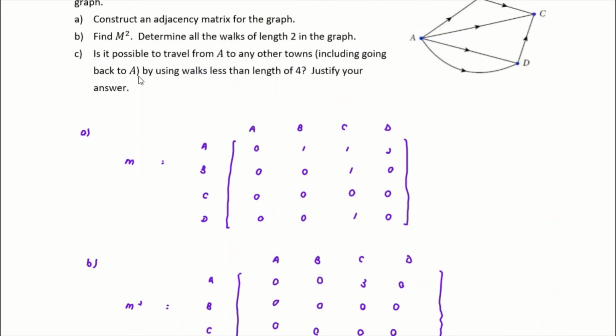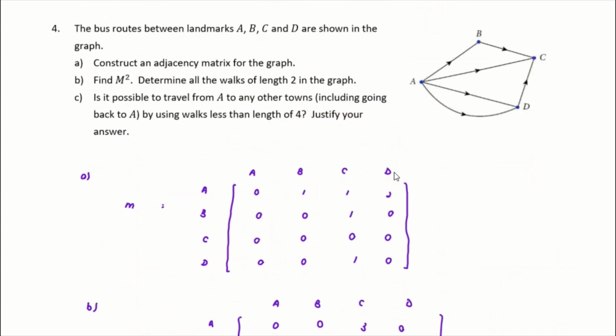All right, so how can you check that? So same thing, we are looking at whether it's possible to travel from A. So we are looking at row A as well. So I'm trying to look at row A, right? Then for 1, 4, 2, which means you are able to actually travel to all the other towns B, C, and D by using walks of length 1, length 2, or length 3. But in this case, you are not able to go back to A.